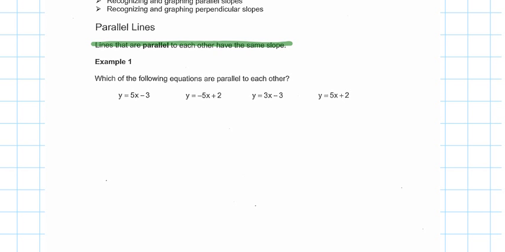So here's a question to you. I have 4 different equations of the line here. Can you spot 2 equations that show parallel lines? Which of the following equations are parallel to each other? Which ones?